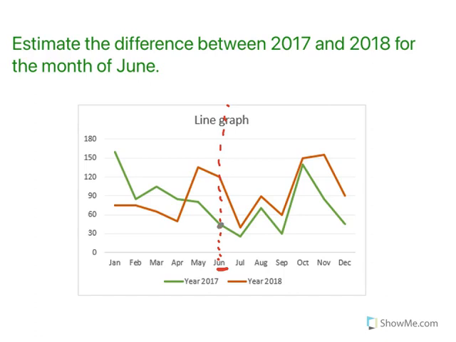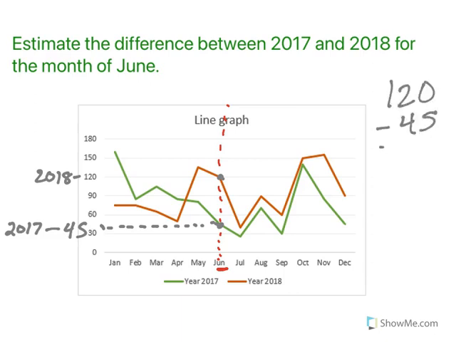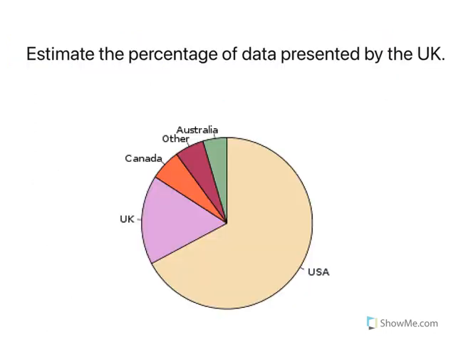Here is green. That's 2017. And when I move over this way, it looks to be halfway between 30 and 60, which would be 45. So I think 2017 has a value of 45. And then up here at 2018, that seems to be right on the 120 line. So the difference would be 120 minus 45, which is 75. So that's the estimated difference.